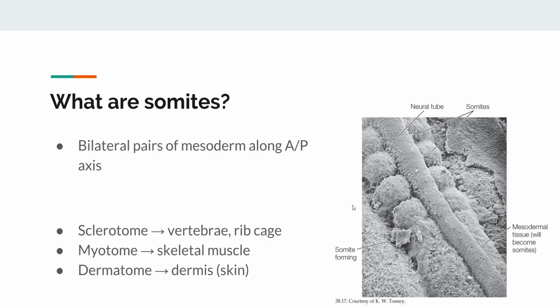Somites are bilateral pairs of mesoderm, and they run along the anterior to posterior axis. In this diagram, you can see there's a neural tube running down the middle, and we have bilateral pairs on both sides here.